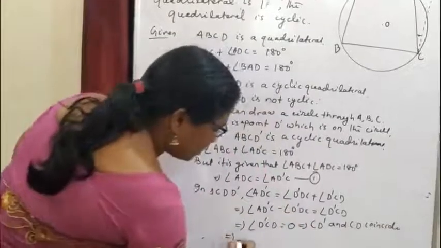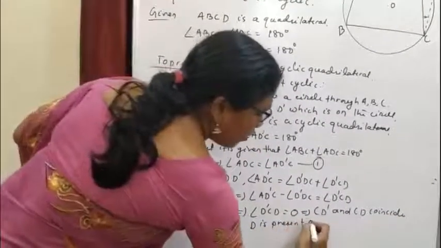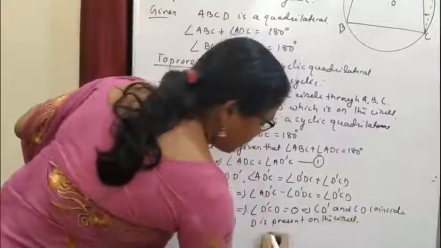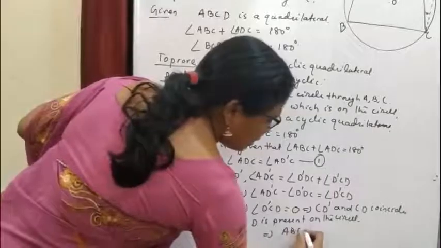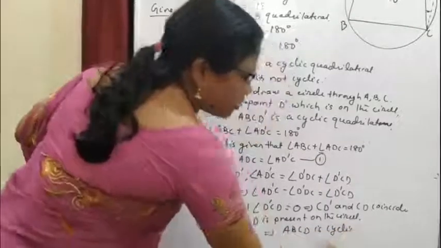That means D is present on the circle and this implies ABCD is cyclic. So this is proved.